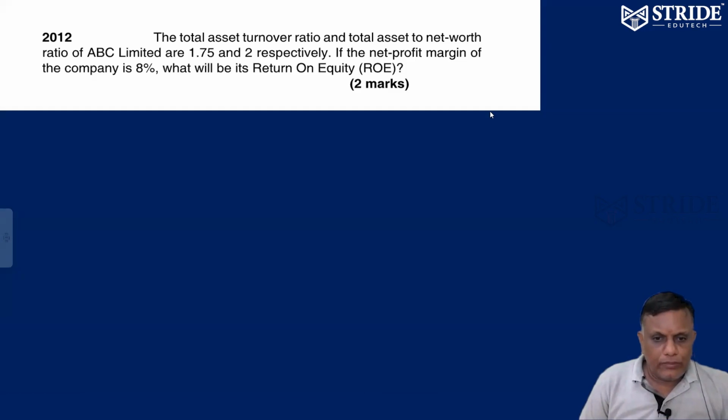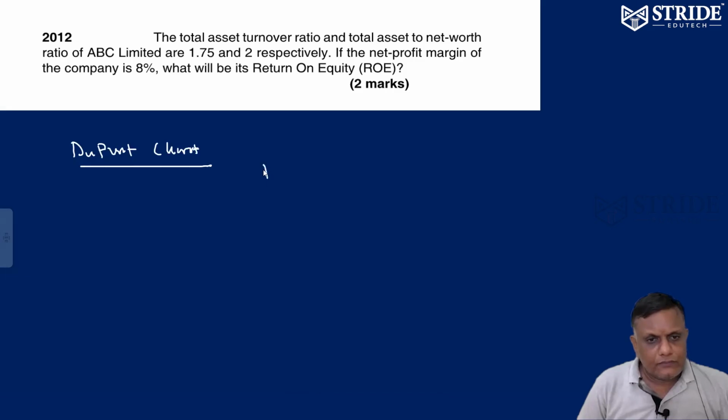Let's see the 2012 paper. The total asset turnover ratio and the total asset by net worth ratio are given for ABC company as 1.75 and 2. The net profit margin ratio of the company is going to be 8%. How is ROE going to change? Then you have to apply the DuPont model, the DuPont chart.